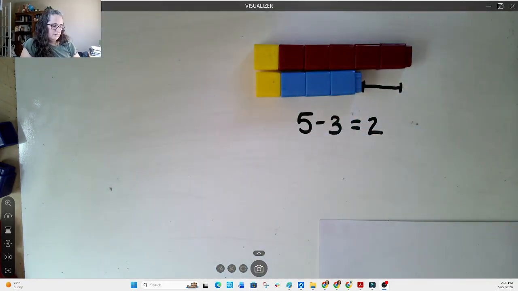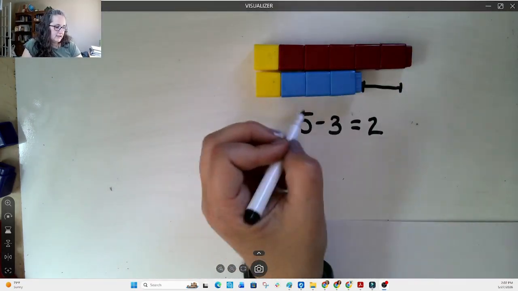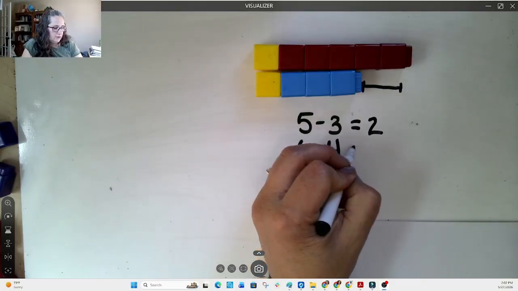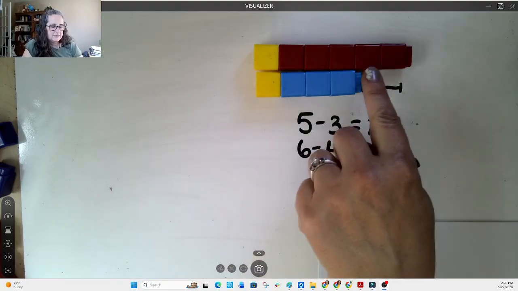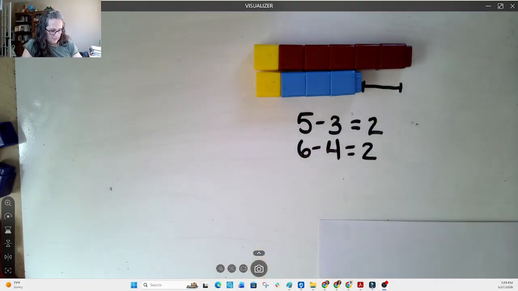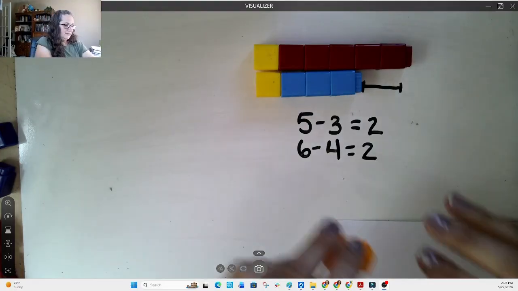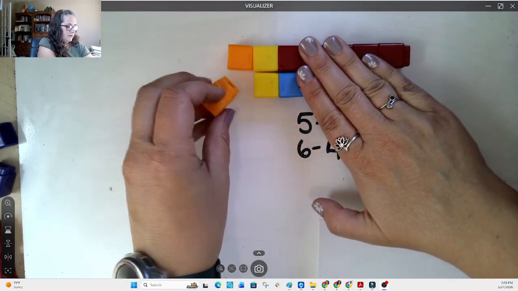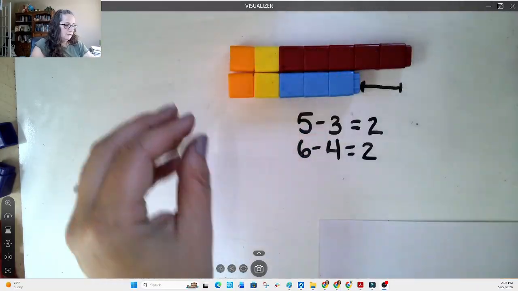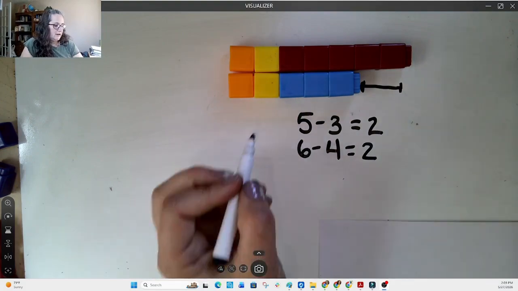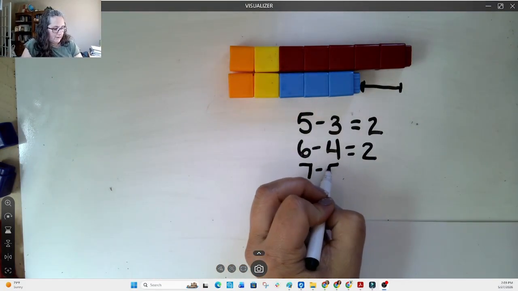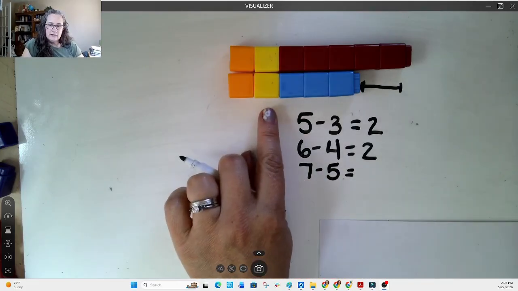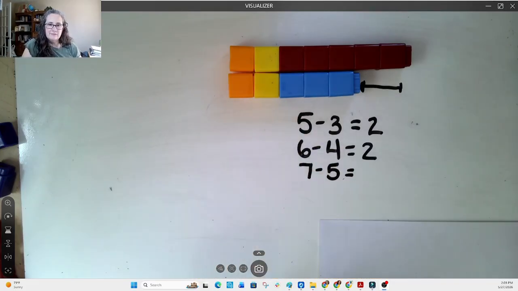So now I have 6 and 4. And what is the difference between 6 and 4? It's still 2. What if I add 2 cubes onto each of these sticks? So I'm going to add 1 to my top one and 1 to my bottom one. Now I have 7 and 5. What is the difference between 7 and 5? Still 2.